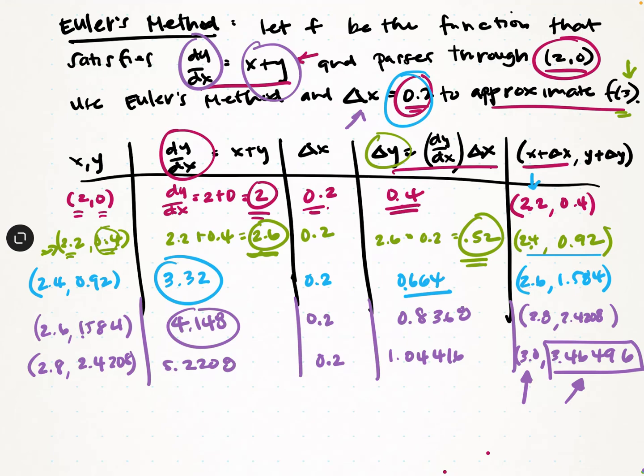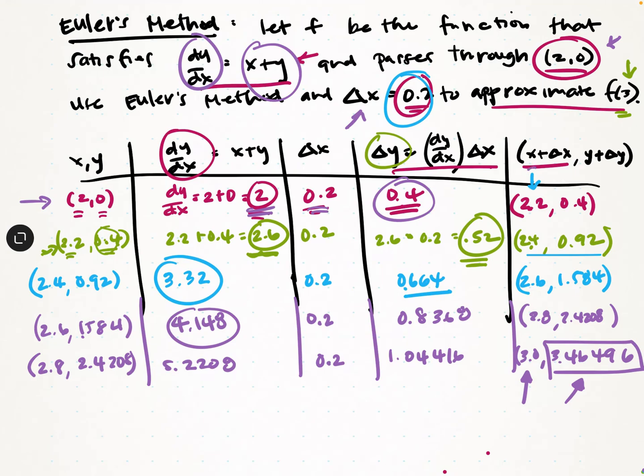So you're going to start off with the first column. We're starting off with our starting point 2, 0. And we're just using our calculations, right? So we're calculating our dy/dx, our derivative function, by plugging in our 2, 0. And then we're going to do our change in x. That's not changing. Then we're going to find our delta y here. And we're going to do that by multiplying our dy/dx with our change in x.